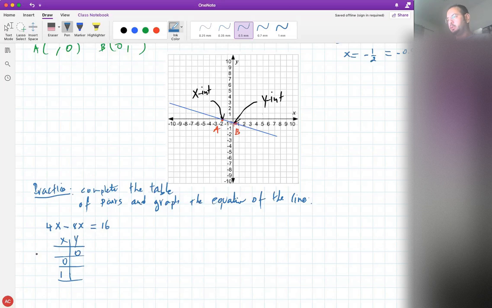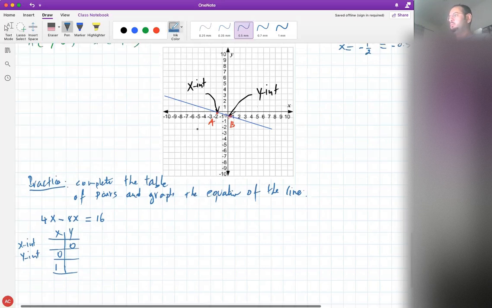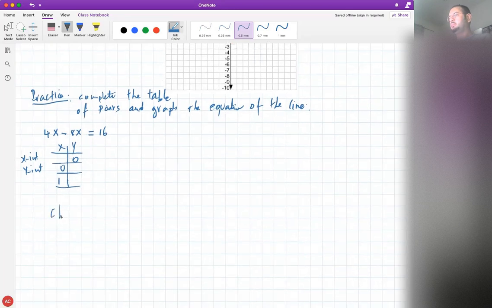So this is again what we call the x-intercept, the y-intercept. So complete this and graph it. And check if you have a pair, check if it's a solution. 2, 1 is a solution to the same equation.